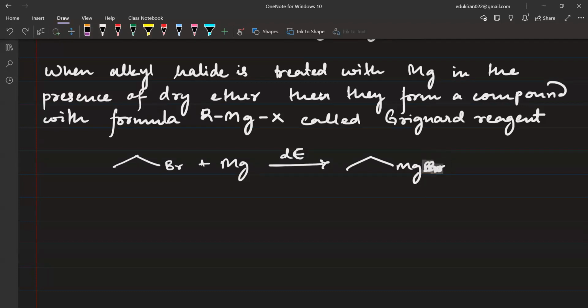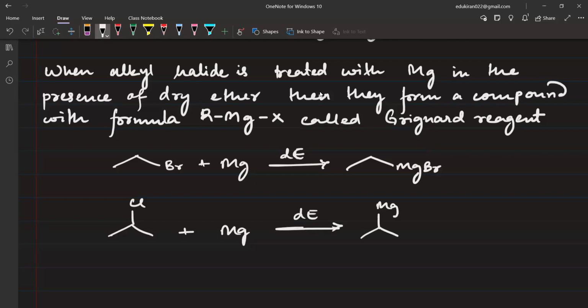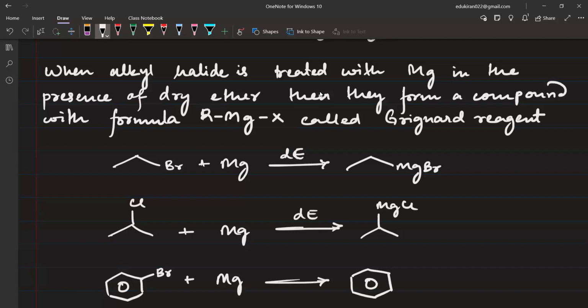Similarly, if you have chlorine here, then with Mg in the presence of dry ether, instead of Cl you will have MgCl. If you have a benzene ring, that means haloarene, you add Mg, you'll get MgBr.